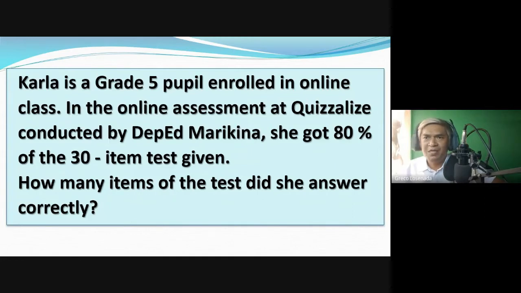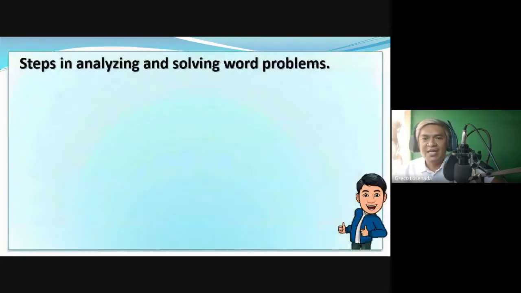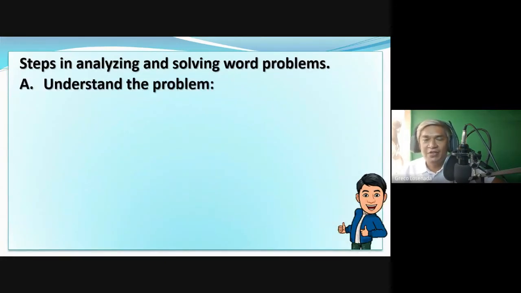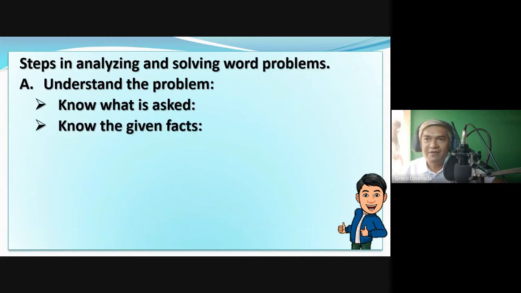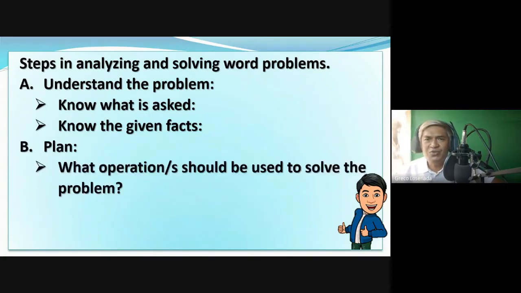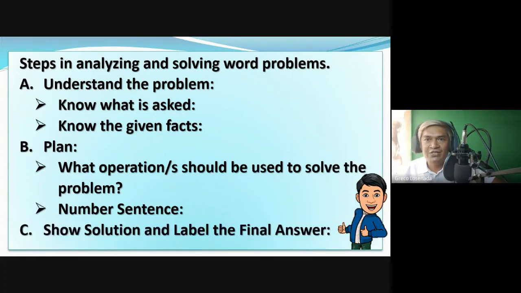To be able to solve this problem, let us have the steps in analyzing and solving word problems. First, we need to understand the problem. In understanding the problem, we need to know what is asked. And we also need to know the given facts. Next thing to do is we need to plan. In planning, we need to know the operation to be used to be able to solve the problem. Then, we have to formulate the number sentence. And the last step in analyzing and solving problem, we need to show and label the final answer.